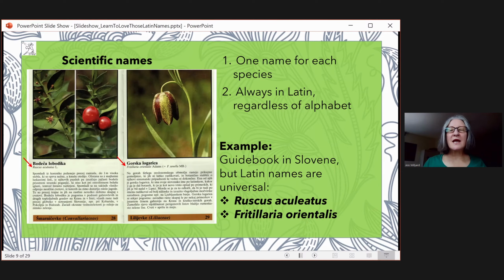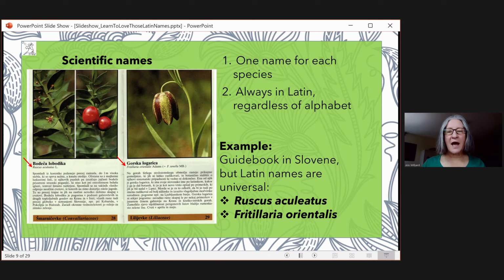Okay, here's an example. Now I'm going to switch from why you shouldn't just use common names, and I'm going to talk about an example of how powerful it is to use scientific names. So there is one name for each species as a goal, right? Not everyone agrees, and we're still working out some, and we'll talk about name changes later. But the idea is there's one name for each species. It's always in Latin, regardless of the alphabet.